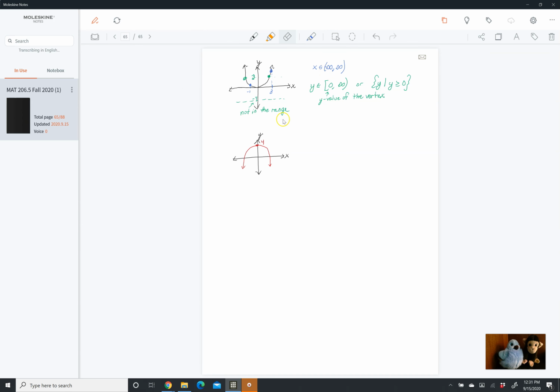So once again, our domain is all real numbers. This keeps going out. It has arrows, so it continues to go out forever. So our domain is once again all real numbers. Remember, you can write it using set notation or interval notation. I don't care which one you use. I don't have a preference.